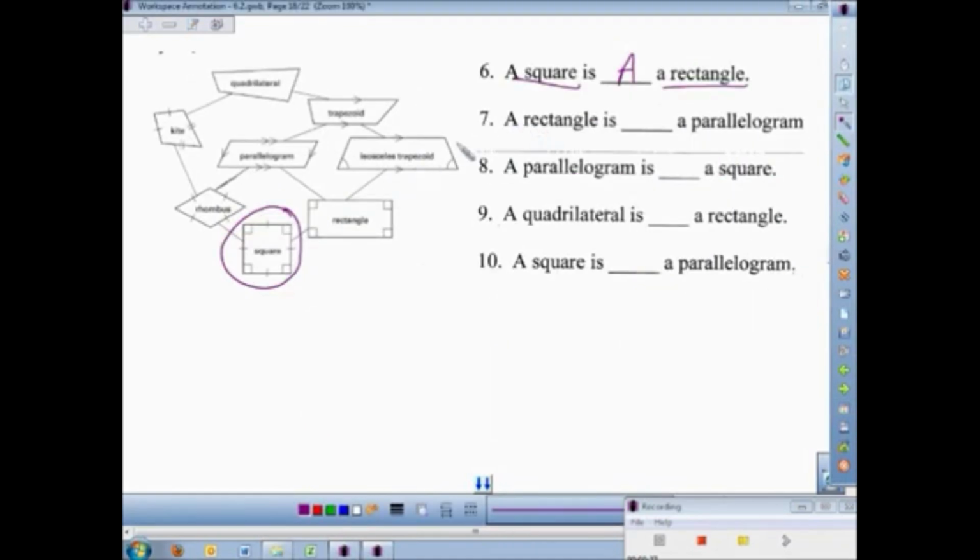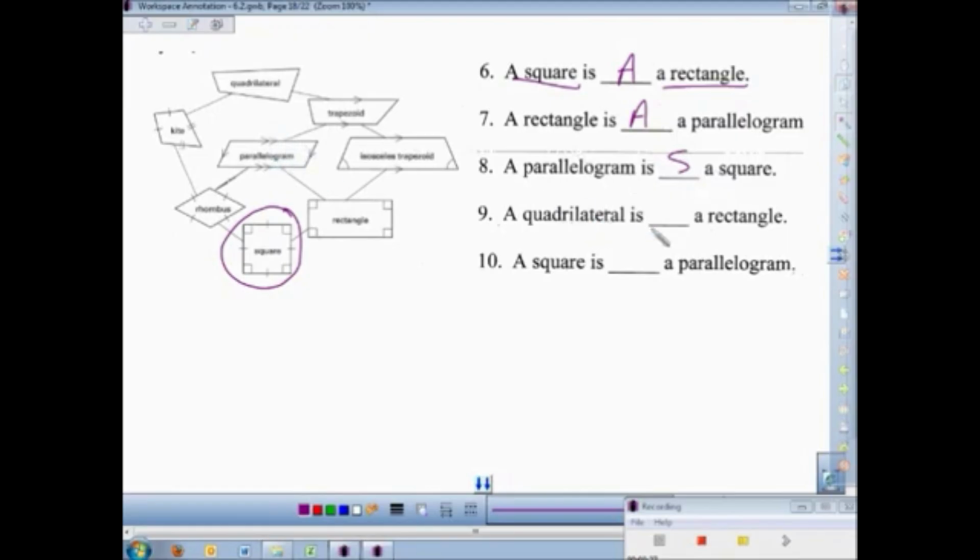So let's do this one. A rectangle will always, sometimes, or never be a parallelogram. Well, since rectangle's below parallelogram, a rectangle will always have 2 pairs of parallel sides. A parallelogram will always, sometimes, or never be a square. Well, parallelogram's above square, so that answer is sometimes. A parallelogram will sometimes be a square.